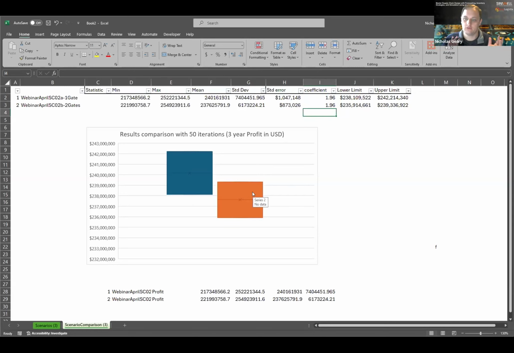But now you have all the ammunition you need to be able to share these types of results, to either get buy-in on adding a new gate or keeping the one gate. But the purpose is just that adding variability into your models will generate more accurate, more realistic results in the end.